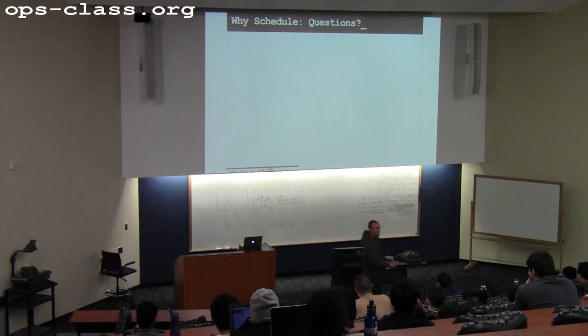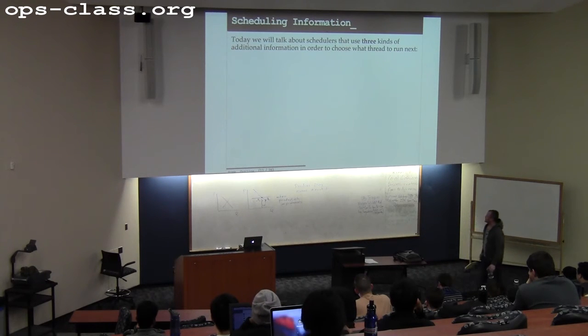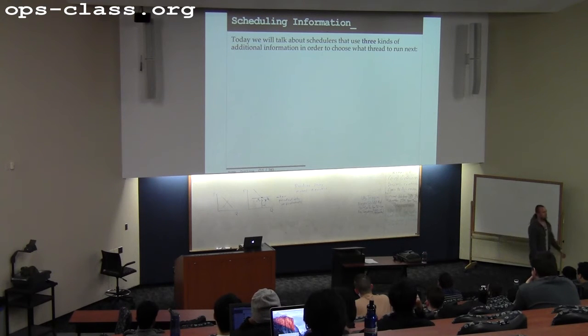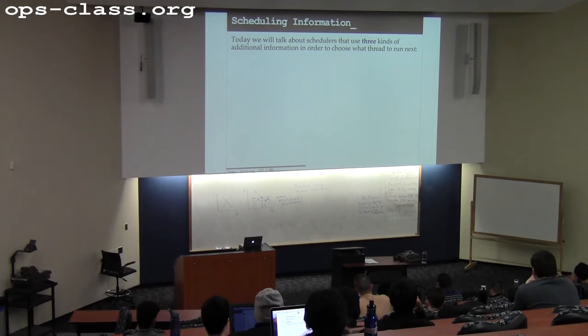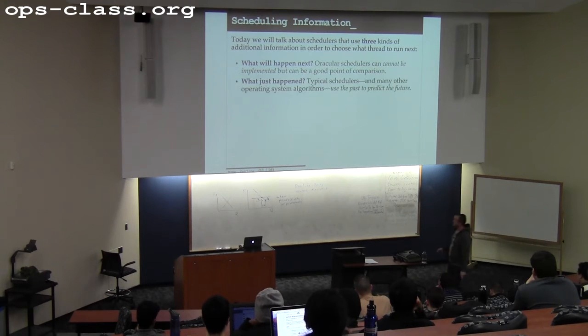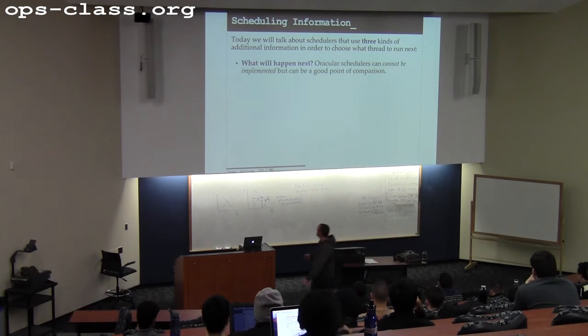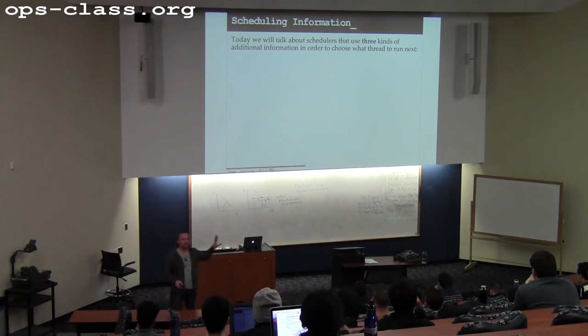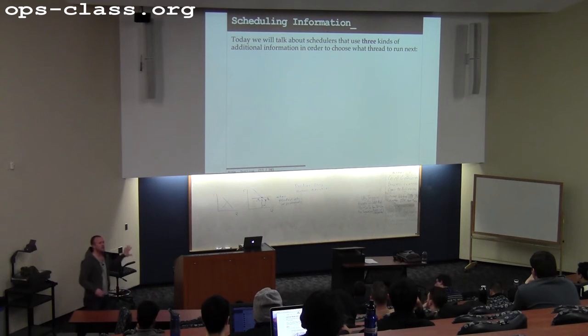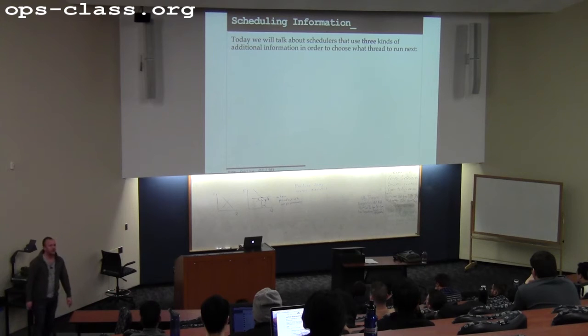Okay, all right, so let's go on. Today we're going to talk about a couple of different types of schedulers. Whenever we're talking about an algorithm, it's useful to talk about some simple cases that are as simple as possible, right? So we're going to talk about schedulers that use some different pieces of information, but we're also going to talk about schedulers that don't use any of these pieces of information, because they're a good baseline. But what are some of the things that you might want to know?